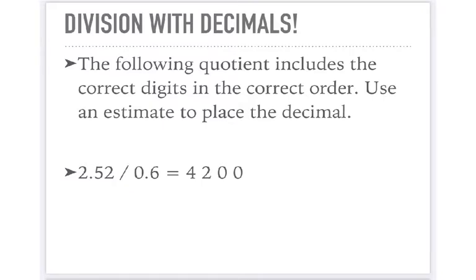So these numbers, again, are totally correct. You just need to place the decimal. So 2 and 52 hundredths divided by 6 tenths equals what? Try and figure that out. Come back when you're ready.